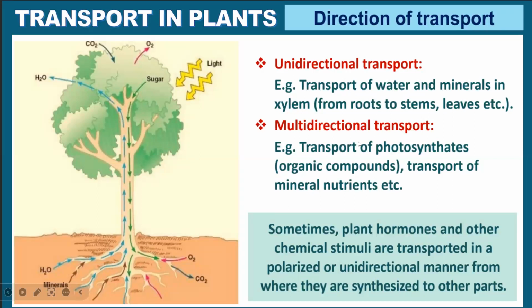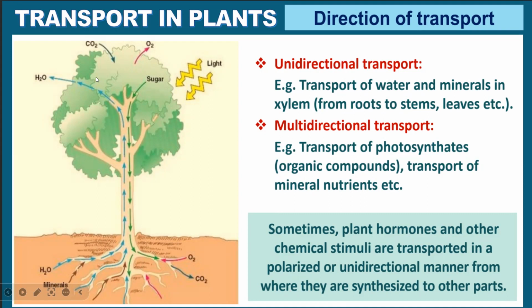Multidirectional transport, that is transport of photosynthates. All the photosynthetic food that is produced will be transported in many directions, both directions. It can come up or it can go down. But water is always taken up only, because it is like a pipe.